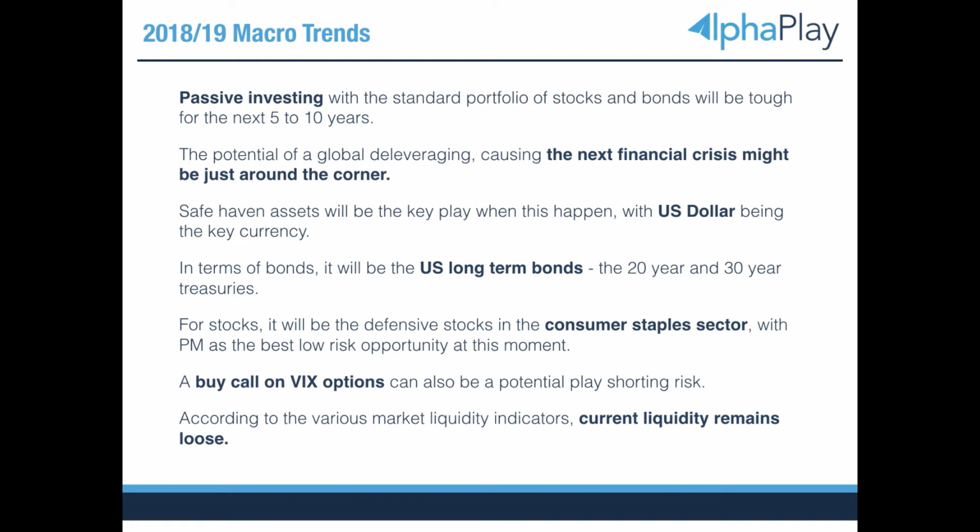In the report, I also have various market liquidity indicators, and based on those, current liquidity is loose, which means that the full force of global deleveraging hasn't taken place yet. So 2018 might not see that crisis, but we might see signs of it going into 2018, and then it might happen in 2019. So this is the big picture.